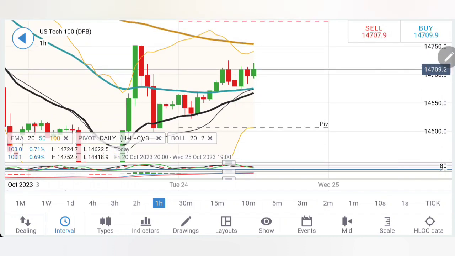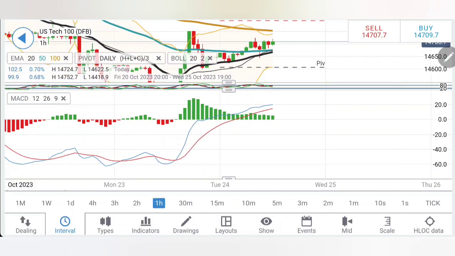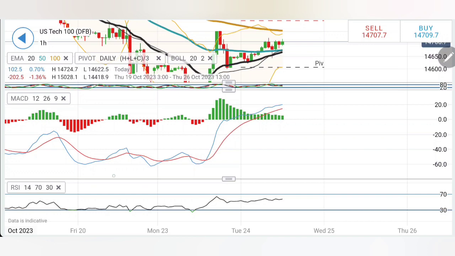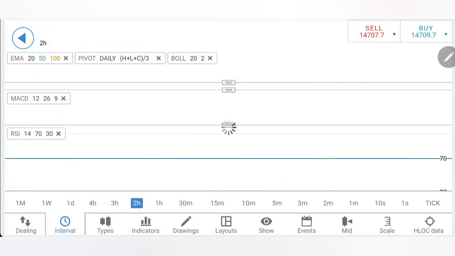This is the first observation here. Next thing is stochastic is rising here. MACD is in green, trying to trade with a slight bullish bias. It has seen a rise from the bottom. Very good rise is seen. RSI is flat. Coming to the 2-hour.